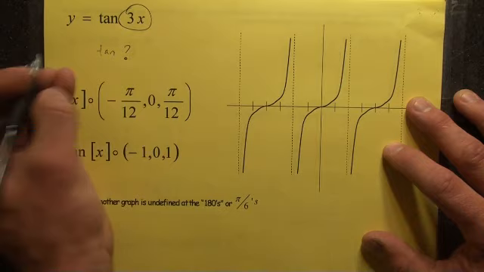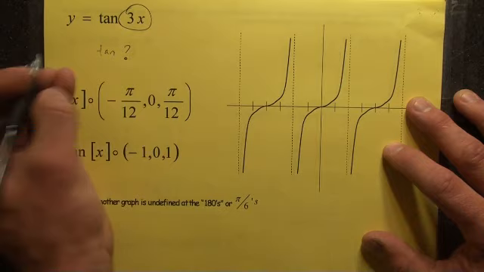Video number 185, graphing the tangent y equals tan bx. In video 184, we went through all this, so please do double check everything that happened there. Now, this is obviously a much more cleaned up version. Let's take a look at y equals tan 3x.